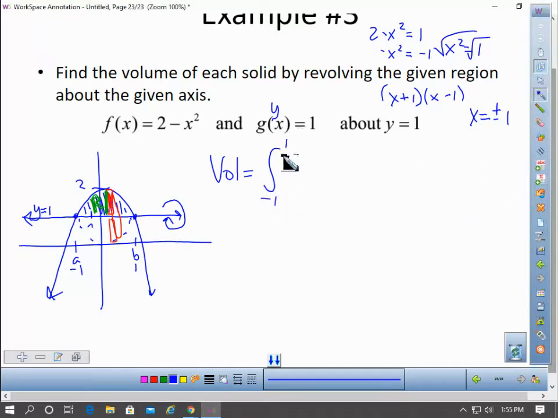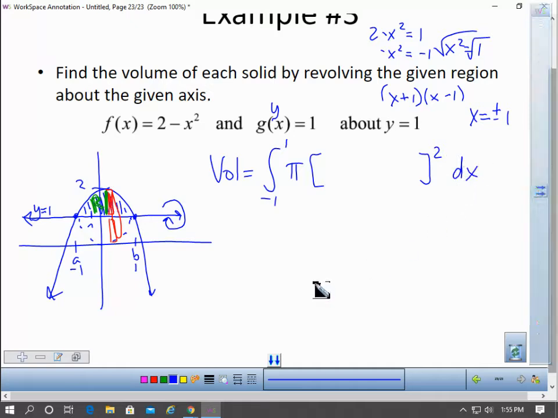All right. So now I need pi, and then my radius squared, and then dx, okay? So how do I get my radius of the little discs that are being rotated around? Again, the radius is the length of this shaded region, which is going to be top curve minus bottom curve. It's always top minus bottom curve, no matter what. All right, so top minus bottom curve.